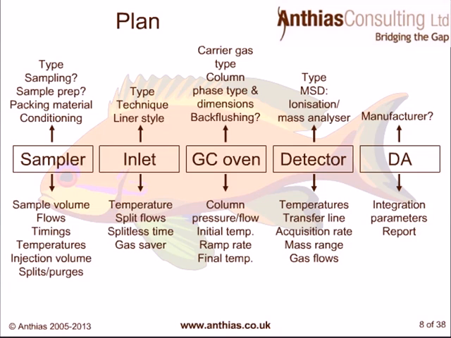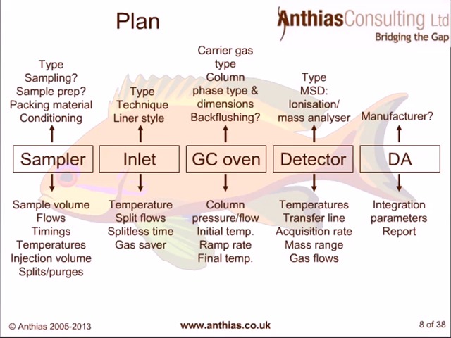So again, if you've got a number of instruments in your laboratory, it's which one is going to give you the best data for your particular application. So the type of mass selective detector, what type of ionization technique you're going to use. And again, then we've got things which are associated with our detector, so temperatures, transfer line temperature, and also what's going to go through the transfer line. Is it your analytical column, or are you going to use deactivated fused silica?